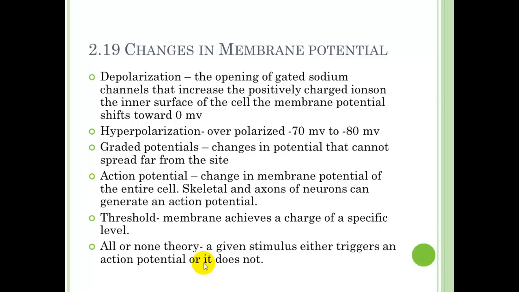Skeleton and axons of the neurons can generate an action potential. So the action potential is the stimulus itself. We have something here called threshold, where the membrane achieves a change of a specific level. And then last but not least, we have another theory that's considered the all or none theory. A given stimulus either triggers an action potential, or a movement of electricity, or it does not.